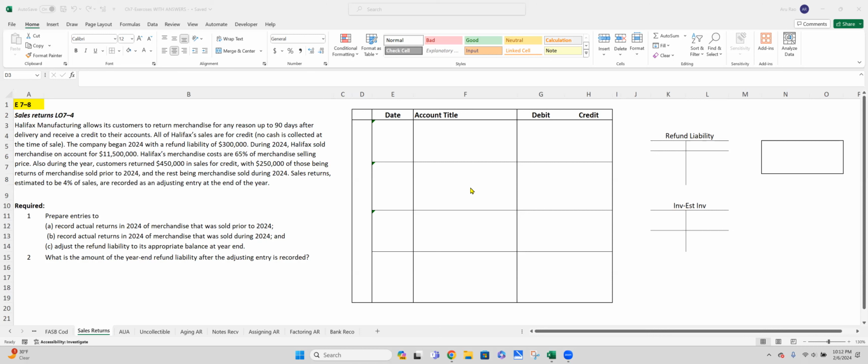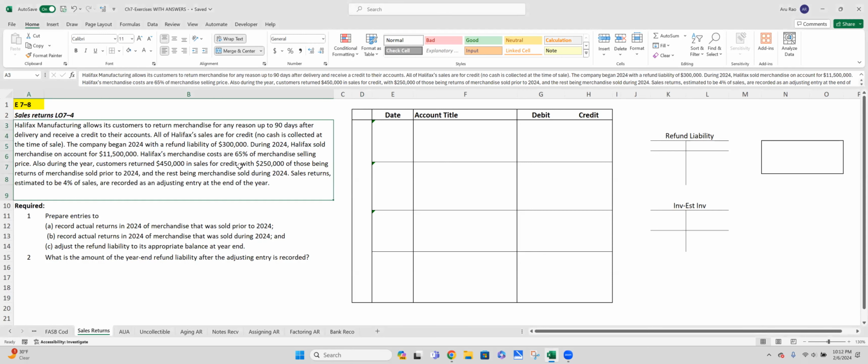Welcome back. Let's take a look at exercise 7-8 in which we'll work with sales return. Let's first quickly read the information given to us over here and then see what's being asked of us and how we will do the exercise.